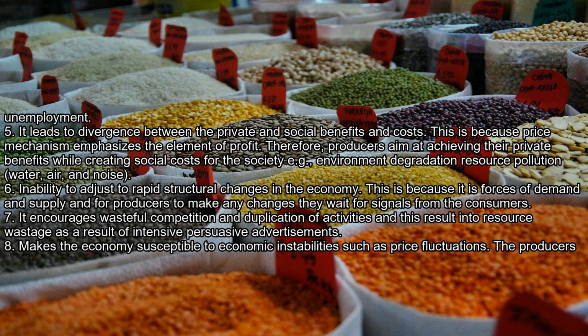5. It leads to divergence between the private and social benefits and costs. This is because price mechanism emphasizes the element of profit. Therefore, producers aim at achieving their private benefits while creating social costs for the society, e.g., environment degradation, resource pollution, water, air, and noise.